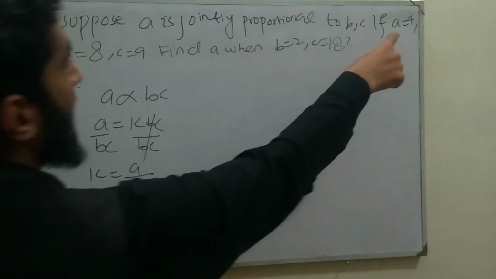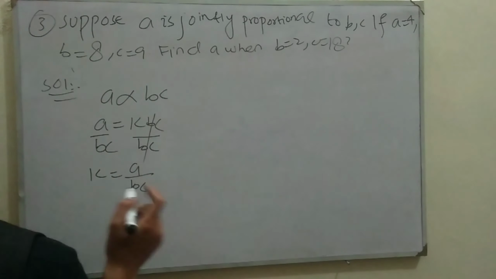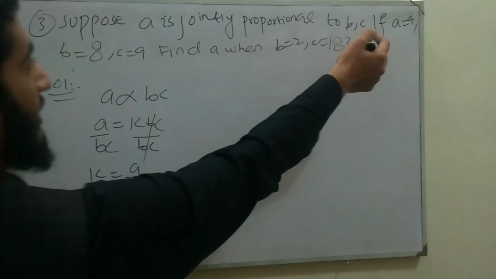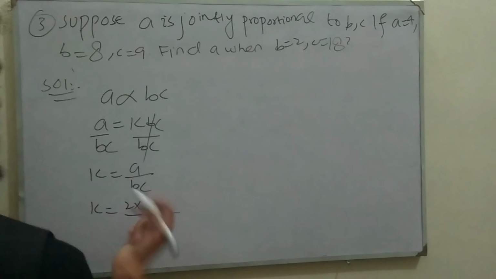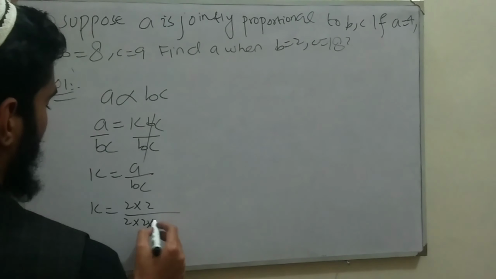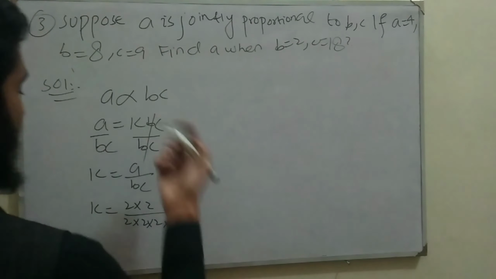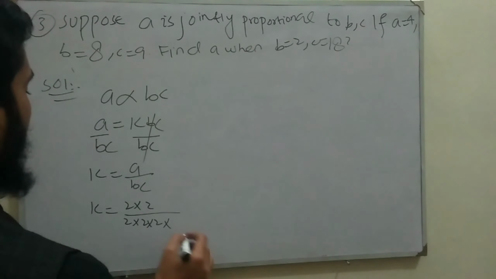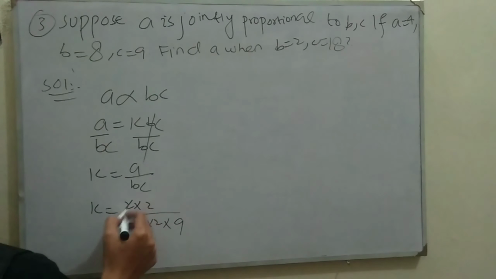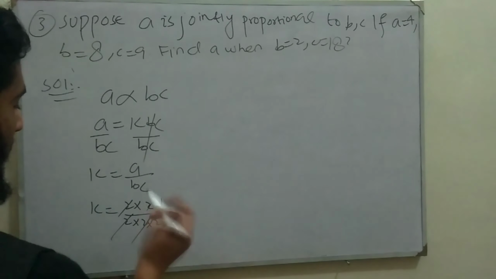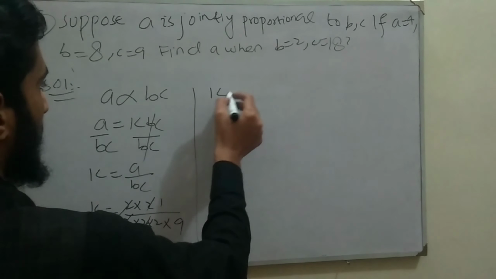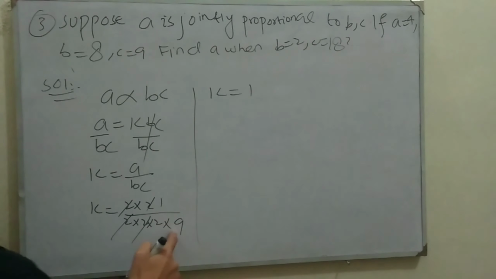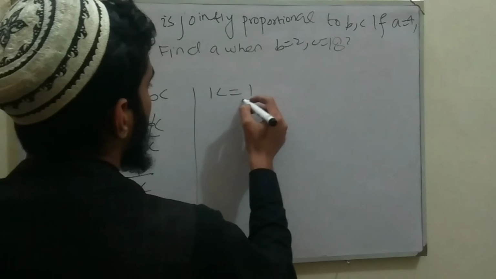The value of A is 4, B is 8, and C is 9. Putting the same values here, 4 can be written as 2 multiplied by 2, divided by B, which is 8, and 8 can be written as 2 multiplied by 2 multiplied by 2, multiplied by C. C is 9, so 9 is written the same. So 2 and 2 are cancelled with 2 and 2. In the numerator we are left with just 1, so the value of K is equal to 1. In the denominator we are left with 2 multiplied by 9, which gives us 18.